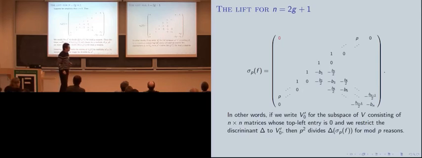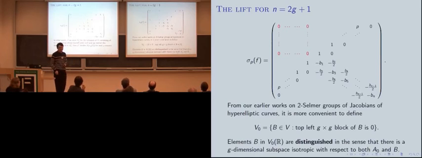In other words, let's not look at the entire space V of symmetric n by n matrices. Let's look at a subspace of codimension 1, where the top left corner is 0. Then, if you only allow coordinates inside V naught prime to change, going to a smaller space means there is less you can change, so there's more chance for p squared to divide the discriminant. And then p squared will divide the discriminant for mod p reasons for the smaller subspace. To summarize, our first lift doesn't actually work, but you immediately see what the problem is, and then you just throw away that problem by saying you are not allowed to do it.